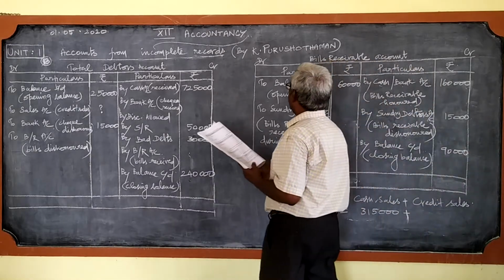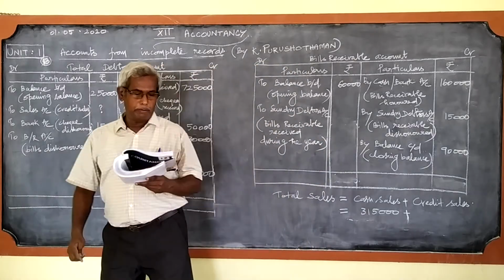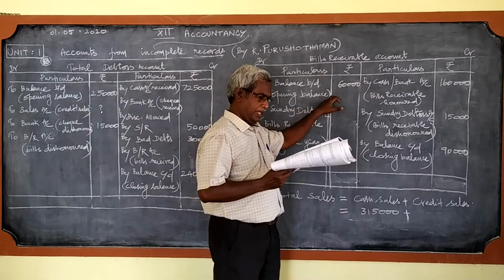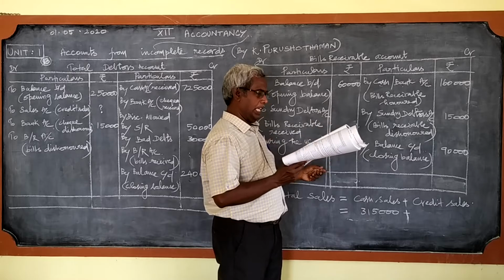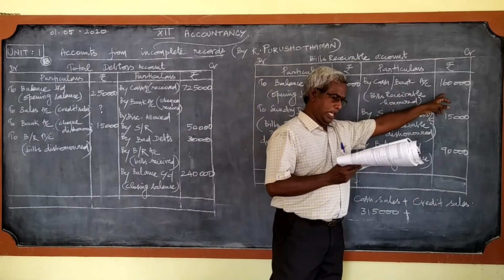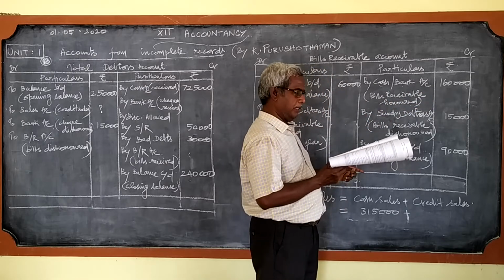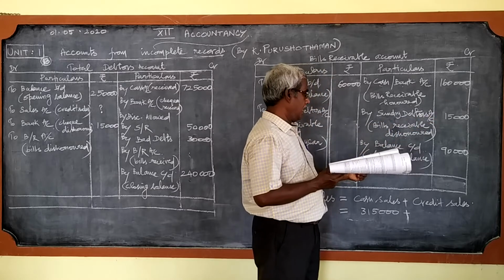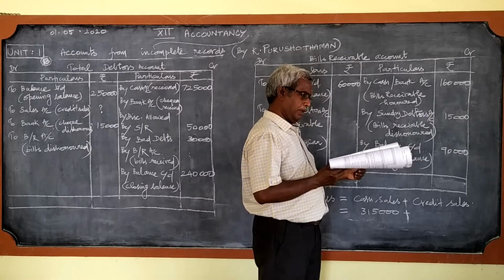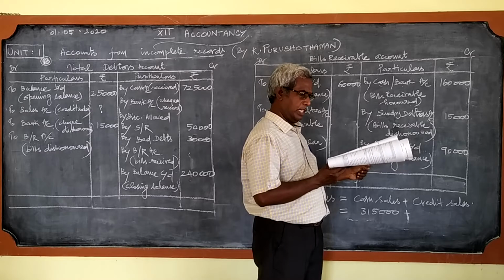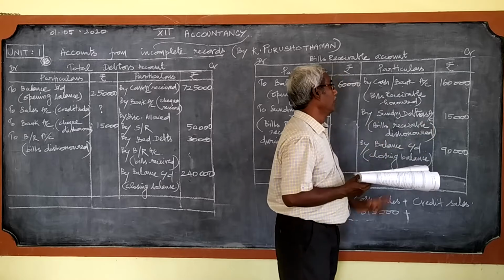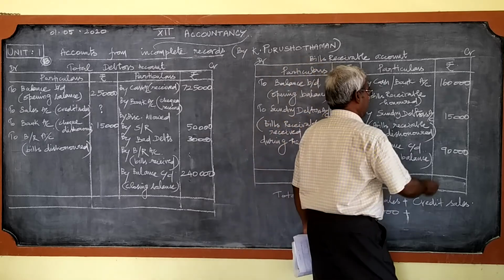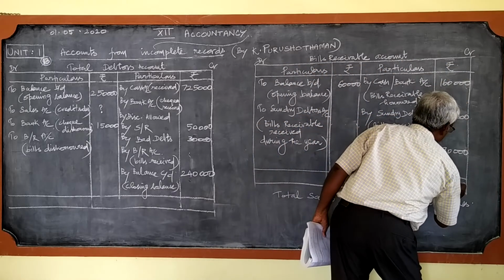So once again I read it. Bills receivable as on 1st April, opening balance of bills receivable. The next item is cash received for bills receivable, 1,60,000. Then the third item, bills receivable dishonored, 15,000. And the last item for this format is the bills receivable on 31st March 2019, that is 90,000. From this we should find the bills receivable received. So find the total of this, 5,000.